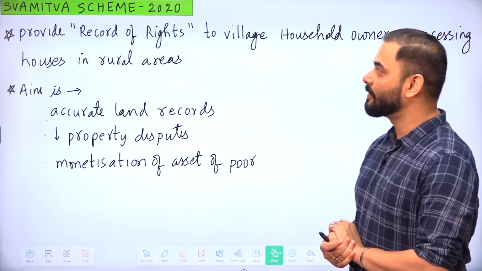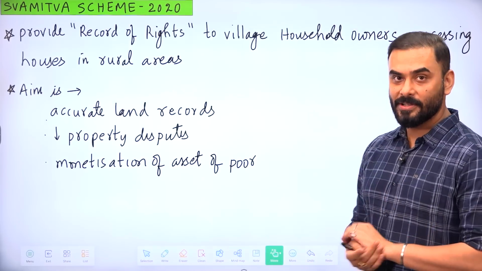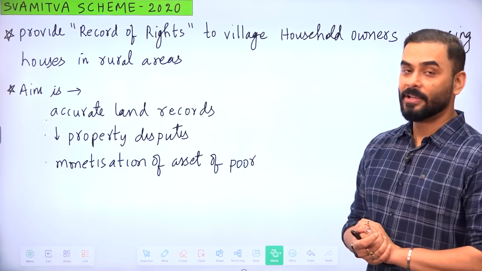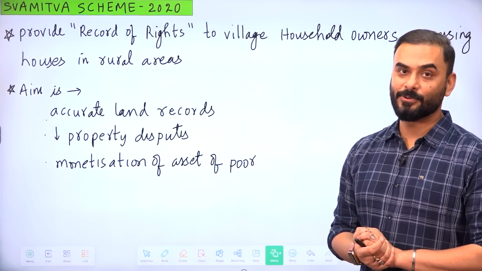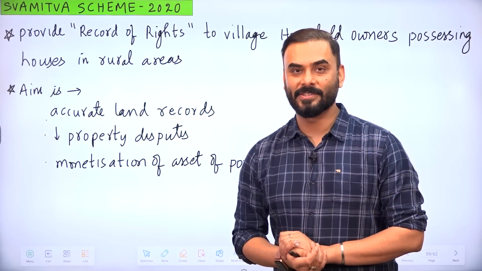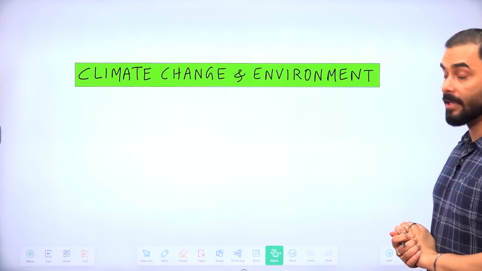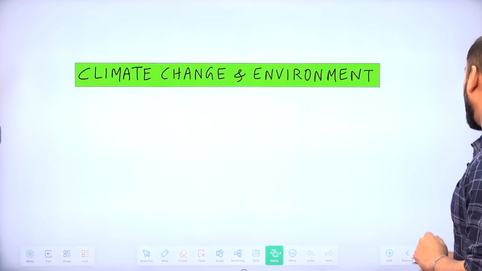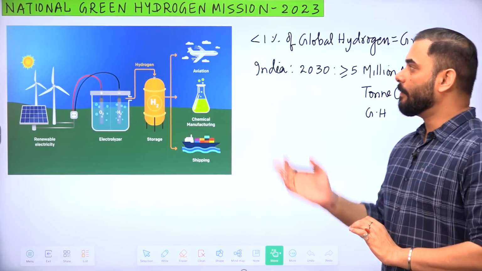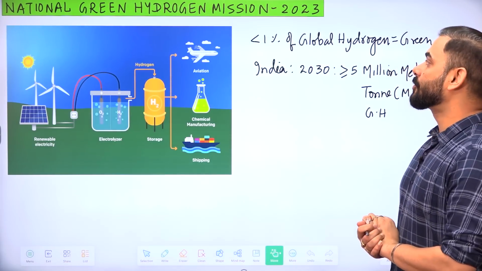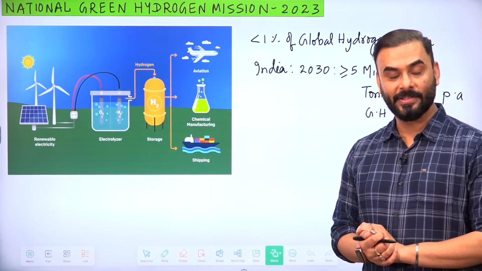So the government of India is trying to create an official authentic record of rights for the villagers who own these assets like houses. Now guys, let us look at some of the important developments related to climate change and environment. The government of India started a program called the National Green Hydrogen Mission 2023.